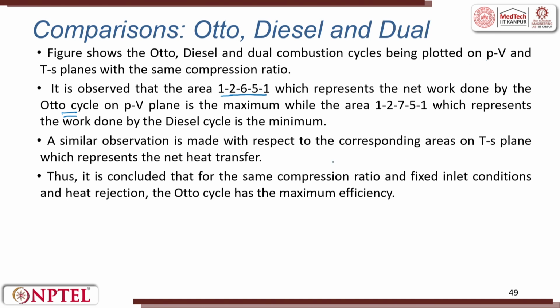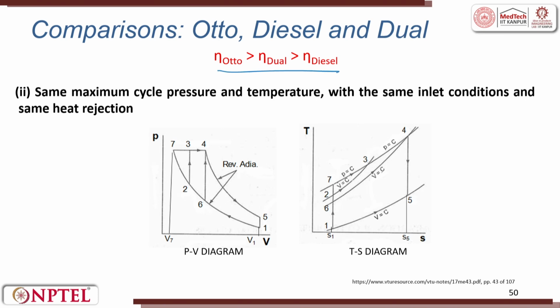A similar observation is made in the TS plane of the Otto cycle and diesel cycle. Thus, it is concluded that for the same compression ratio, fixed inlet conditions and heat rejection, the Otto cycle has the maximum efficiency. That is why we always go for the petrol engine. You can see here the Otto cycle's efficiency is greater than the dual cycle, which is greater than the diesel cycle.